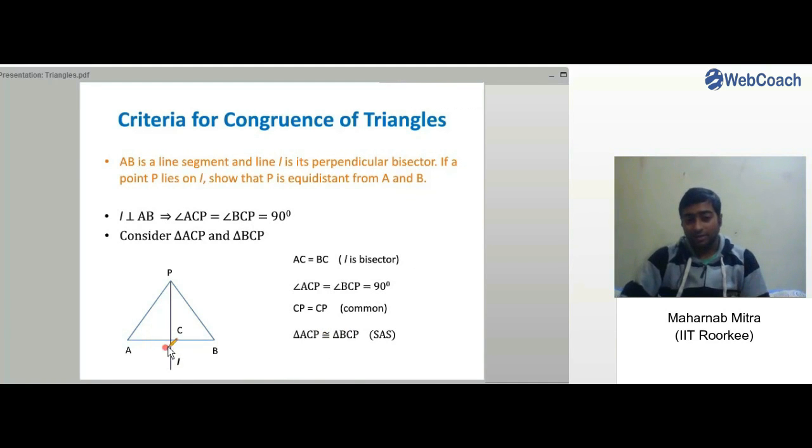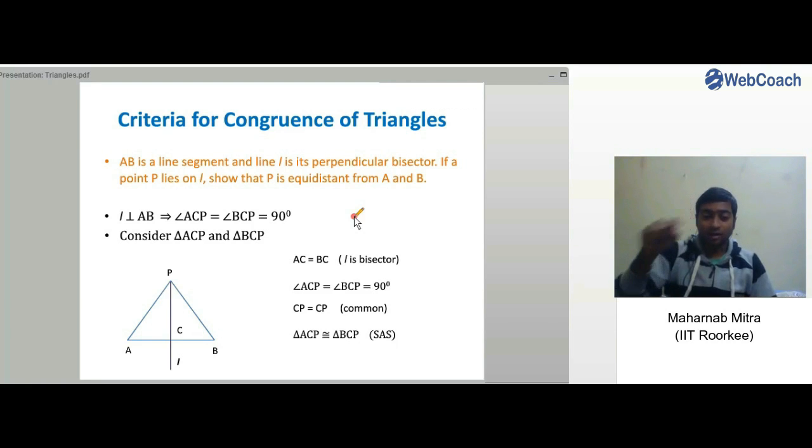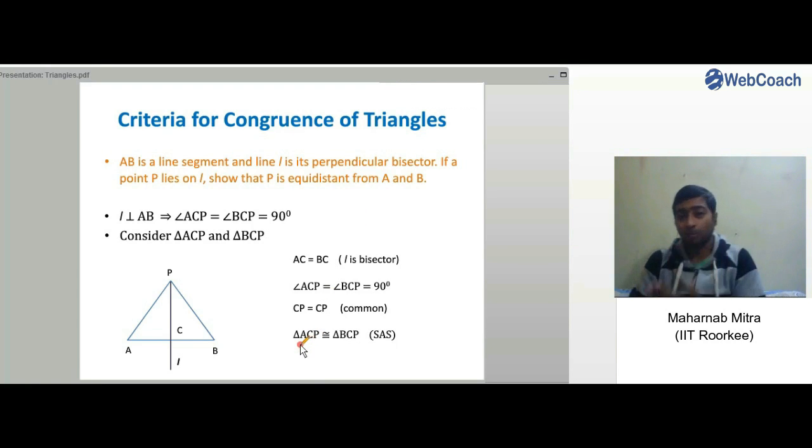So we can say that the two triangles, triangle ACP and triangle BCP, just note the order in which we have written them, are congruent to each other by the rule of SAS, side angle side, right? And you can see we can overlap A directly on B, C can be overlapped on itself, and P also can be overlapped on itself. Because CP was common, we are just overlapping it along the side CP. So the names of the triangles must be written in that particular fashion: ACP congruent to BCP.